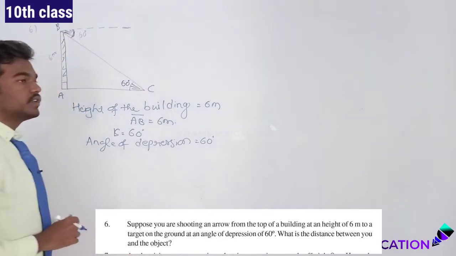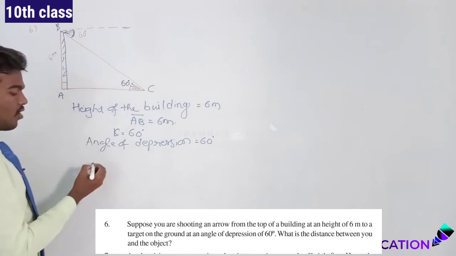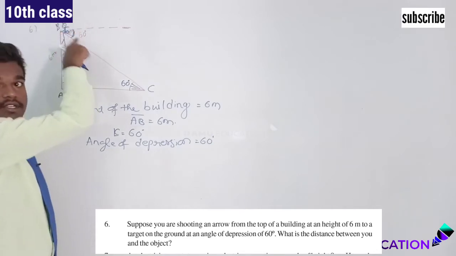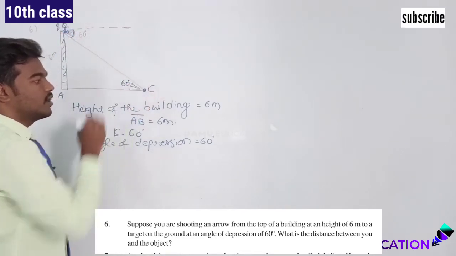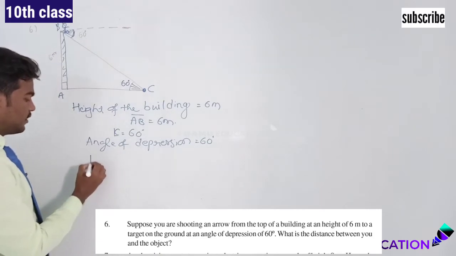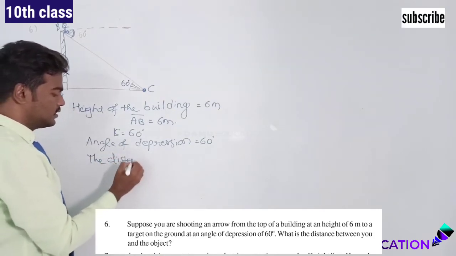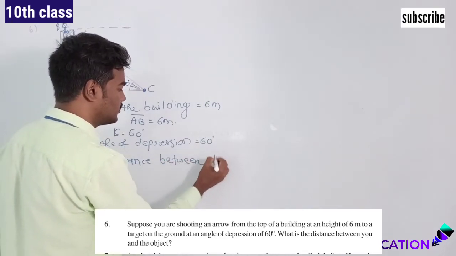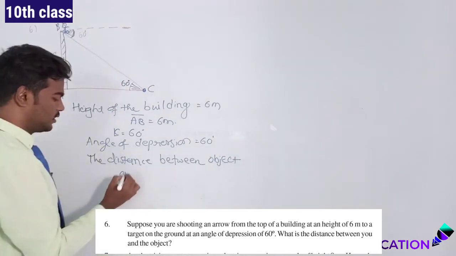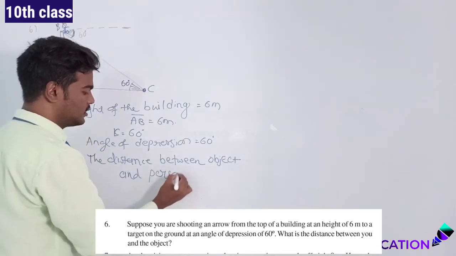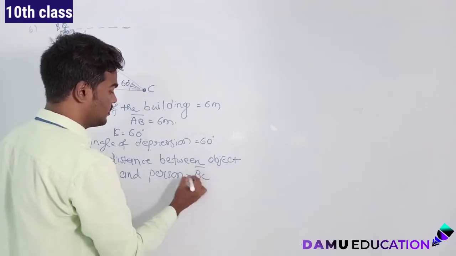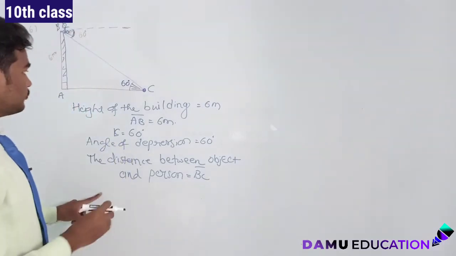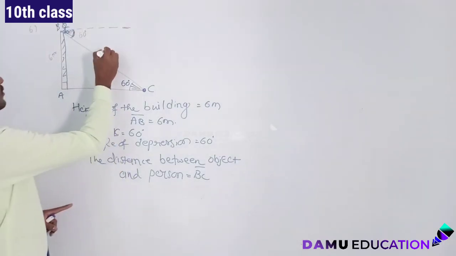Then what type of ratio do we need to find? Then what is the distance between you and the object? So here you are there. From here we are shooting to this point on the ground. The distance between the object and the person, that is BC, the distance between BC. So we need to take one trigonometric ratio. Based on that we have to find it. So this is the value we have to find.